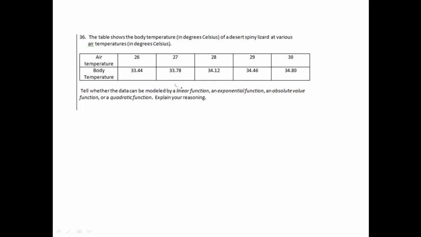Is it going up at a constant rate? That would be linear. So if I subtracted those, is it a constant rate? To get from 33 to 33.44 to 33.78, I would have to add 0.34. To get from 33.78 to 34.12, I'd also have to add 0.34. 34.12 to 34.46 is also 0.34, and 34.46 to 34.8 is also 0.34.